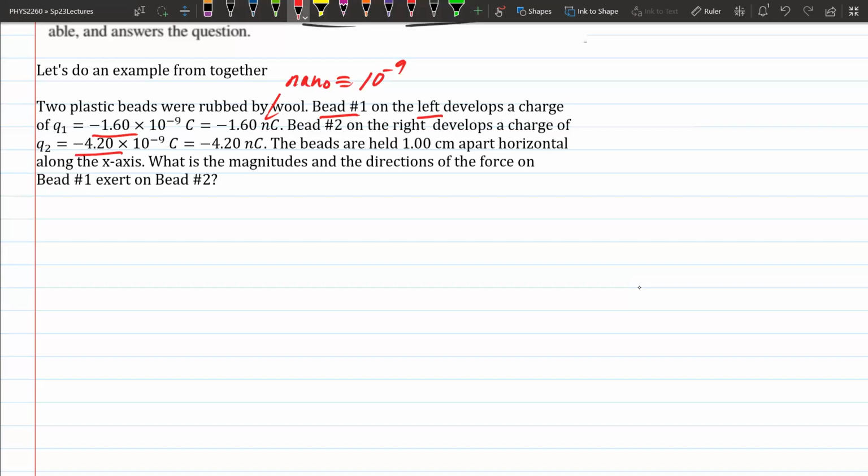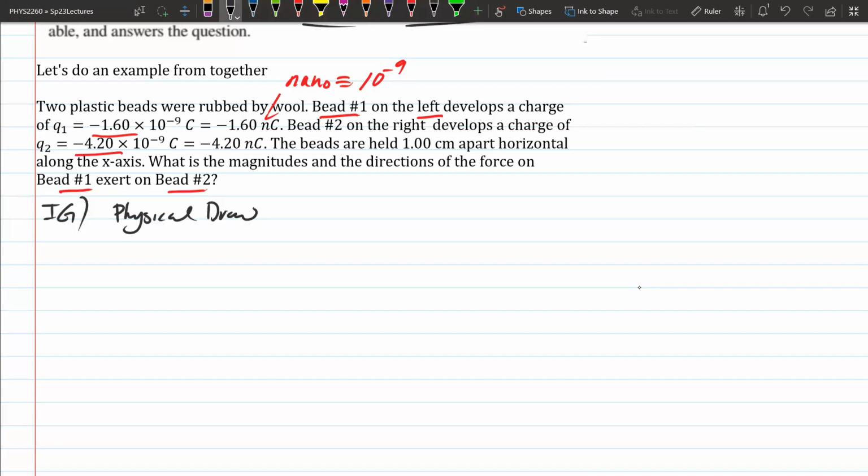These beads are held 1 centimeter apart from each other along the x-axis. We have to find the magnitude and the direction of the force that bead number 1 is exerting on bead number 2. So let's see if we can do the physical drawing. This is usually the information gathering part.